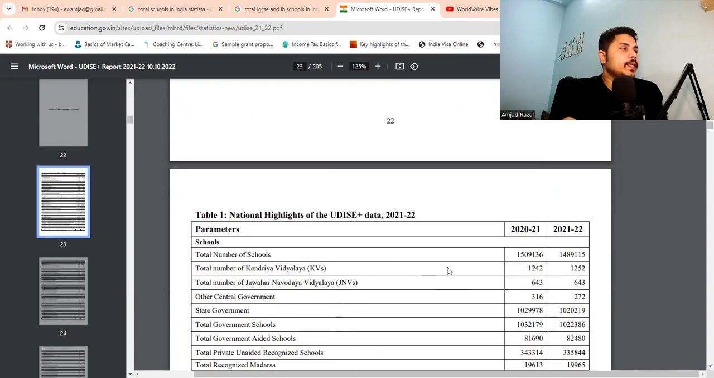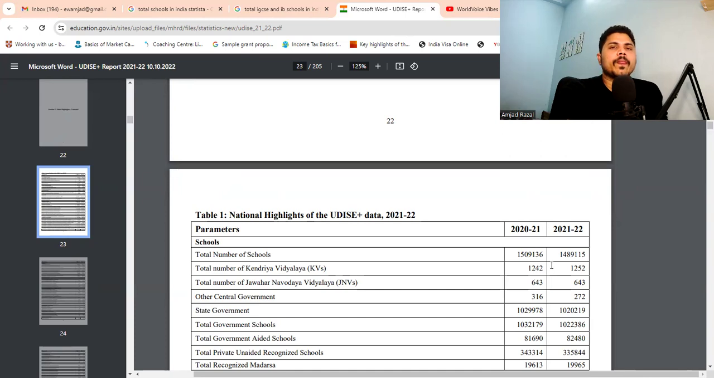These particular parameters will help you understand whatever graph you have seen on top, or maybe I just showed you in the video before. So total number of schools, we have this for 2020 and 21. You see here, now we have 14 lakhs 89,000. That means nearly 1 lakh schools, or 80,000 schools, yes, more than that, are closed.